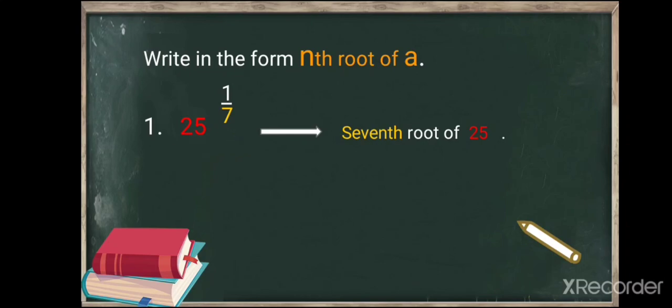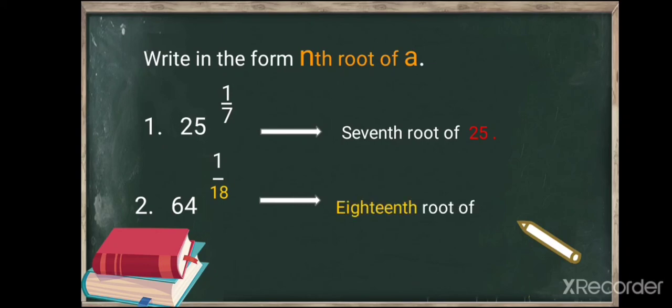Let us write down the next question. Again you can see here the power is 1 upon 18. So first write down this power as 18th root of the base. Here the base is 64. So write it down at last. So we will get here 18th root of 64.